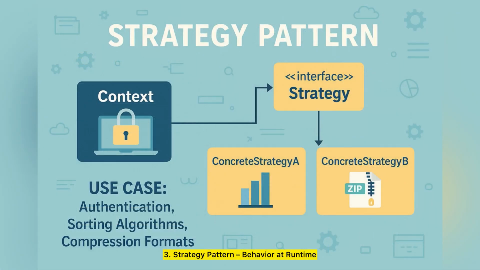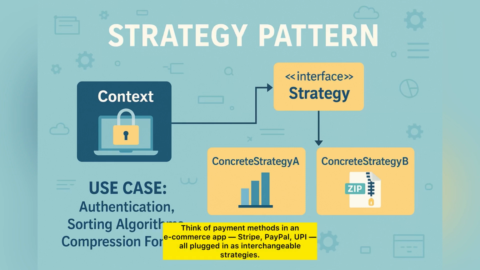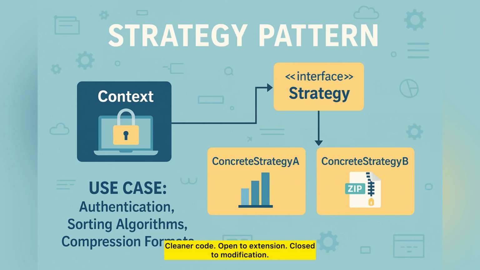3. Strategy pattern, behavior at runtime. Different behaviors, same interface. The strategy pattern allows you to choose algorithms dynamically without modifying your code. Think of payment methods in an e-commerce app, Stripe, PayPal, UPI, all plugged in as interchangeable strategies. Cleaner code, open to extension, closed to modification.